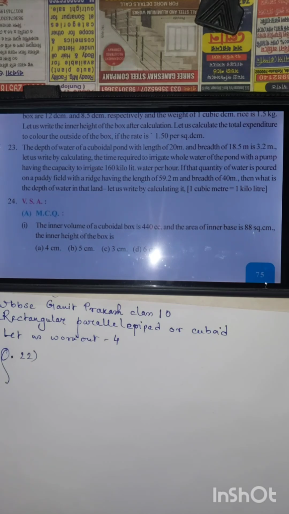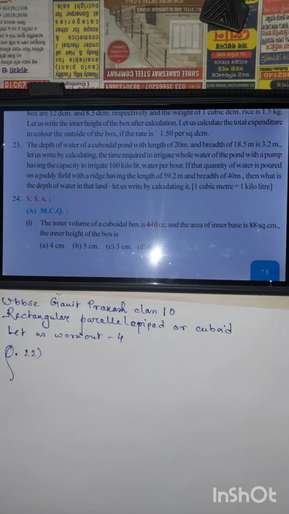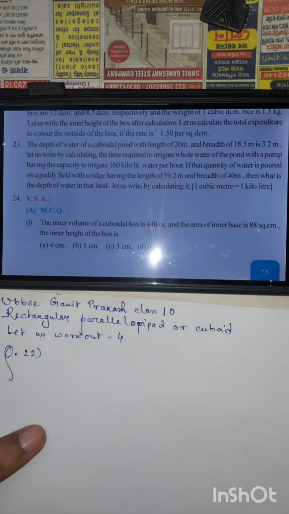Today we are going to start solving questions from question number 23, from the exercise, let us work out 4. Chapter: Rectangular Parallelepiped or Cuboid. Name of the book: Ganit Prakash, class 10.